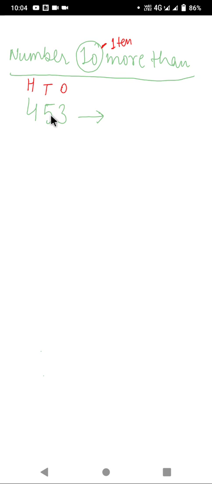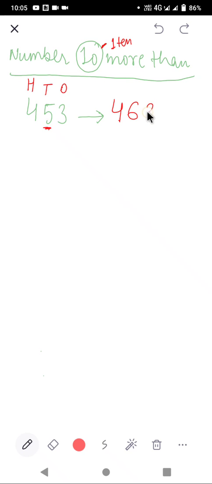If you add 1 in the tens place, what will you get? It is 5, so it will become 6. The hundreds place digit will remain the same, 4, and the ones place will remain the same. Only the tens place digit will change. We just have to add 1 in the tens place to find out 10 more than. So 10 more than 453 is 463.